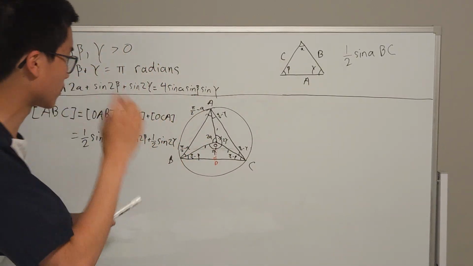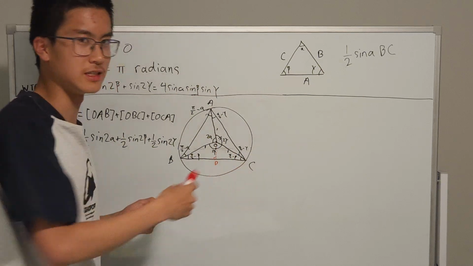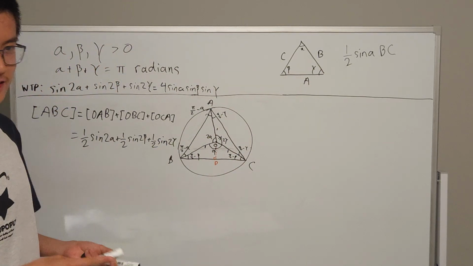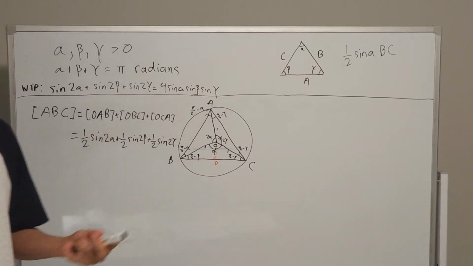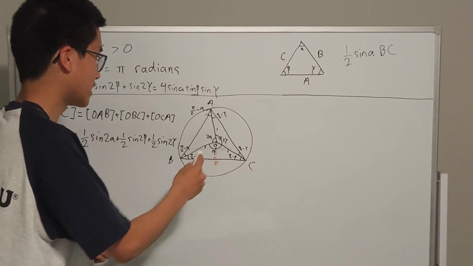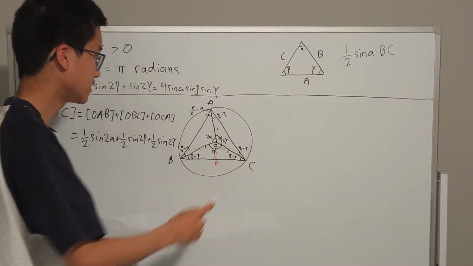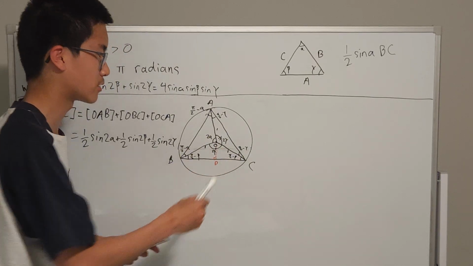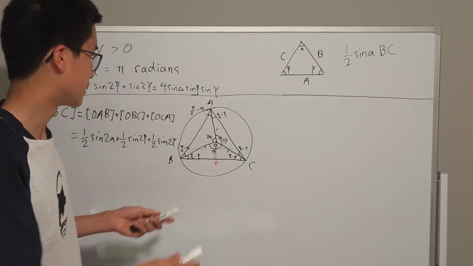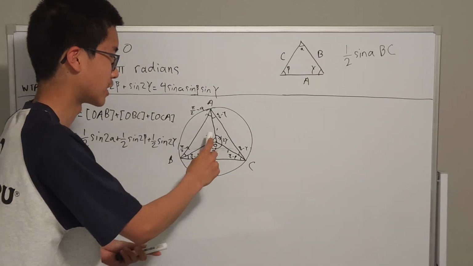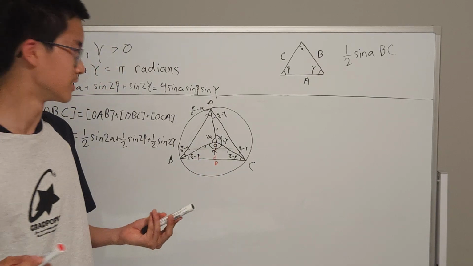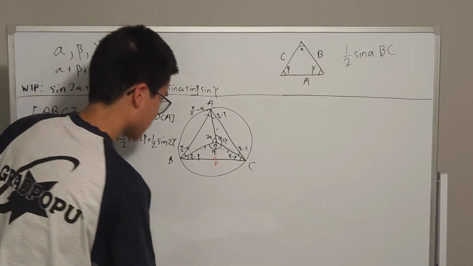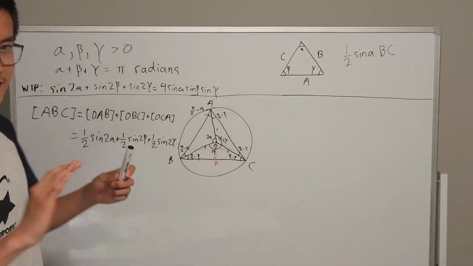Now, if you want to show that BD equals CD, we use congruent triangles right here. This is not a very important skill in geometry. Because OB equals OC, and OD equals OD, and we also have these two angles equal to each other, therefore triangle ODB and triangle ODC are congruent. So this means that DB equals DC.